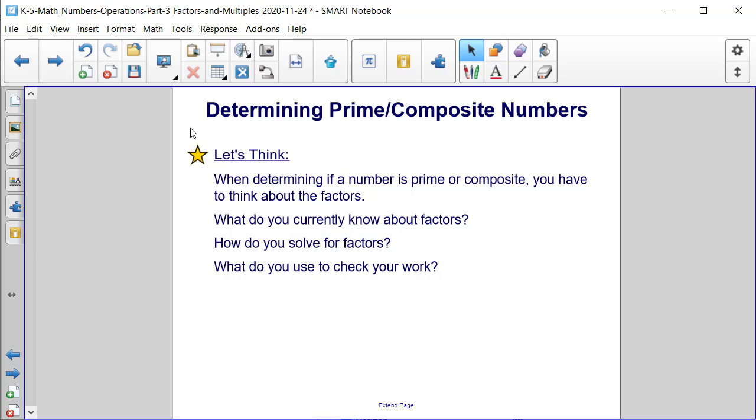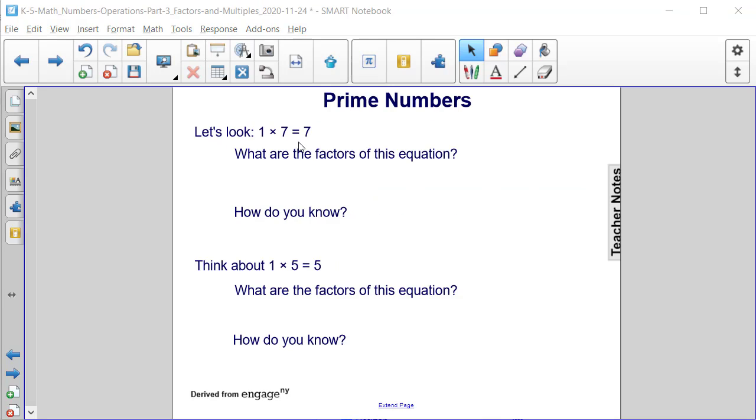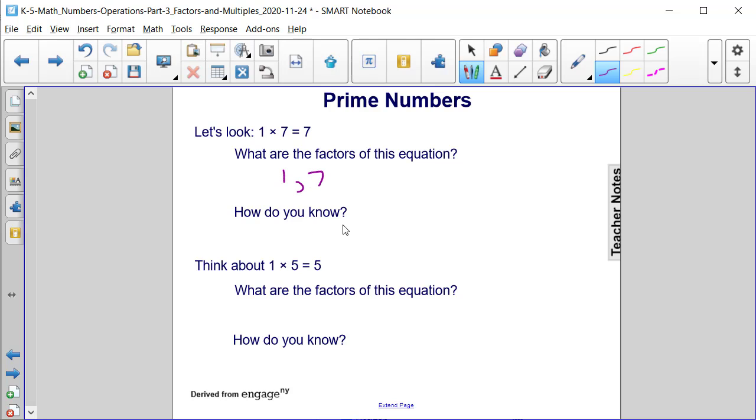What do you currently know about factors? How do you solve for factors? What do you use to check your work? Let's look at the equation 1 times 7 equals 7. What are the factors in this equation? Well, the factors are the 1 and the 7. How do you know? Well, they're the numbers being multiplied.